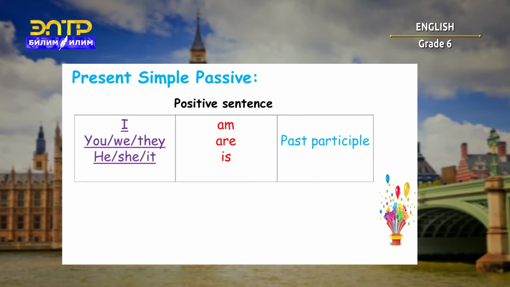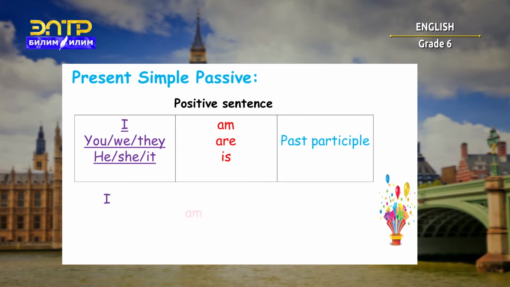We form it with the help of the object: I, you, we, they, he, she, it, and the verb to be in the present simple tense: I am, you are, we are, they are, he, she, it is, and then the past participle.